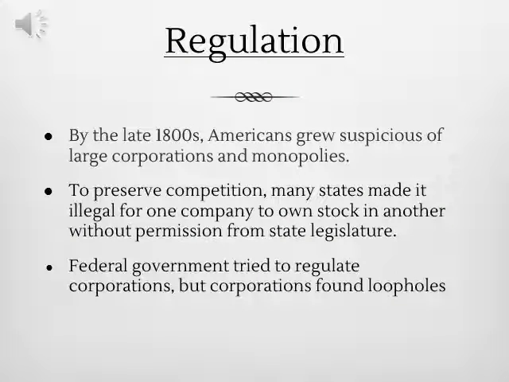In the late 1800s, Americans grew suspicious of large corporations and monopolies. And to preserve competition, many states made it illegal for one company to own stock in another without permission from state legislatures. The federal government tried to regulate corporations, but corporations continuously found loopholes in the law that allowed them to operate at their own pleasure with little to no government oversight or regulation.